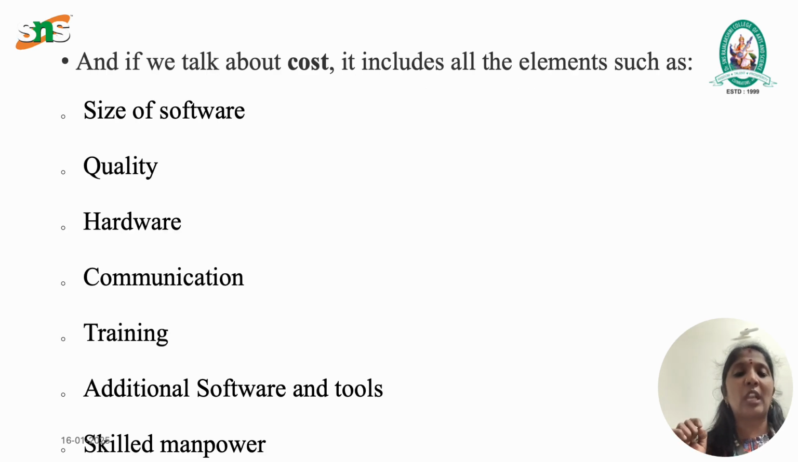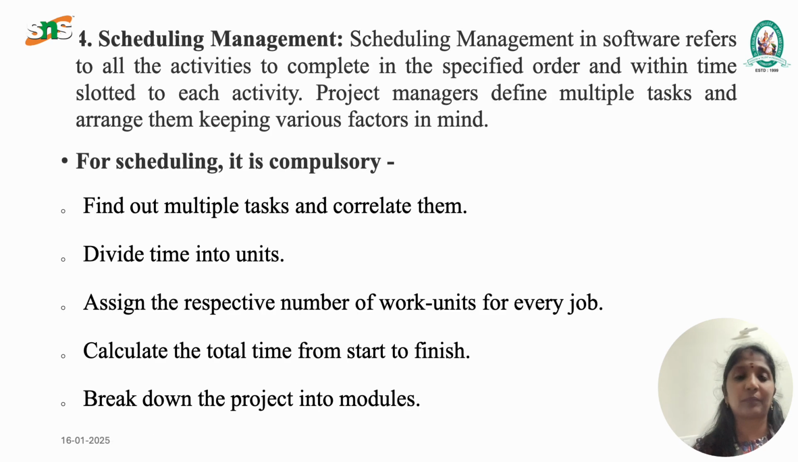When you're talking about cost, many parameters are there: the size of the software, quality, hardware, communication, training, additional software and tools, anything if you want to purchase, then skilled manpower. That is one of the important things. So when we focus on all these things, all these elements are important when we talk about the cost.